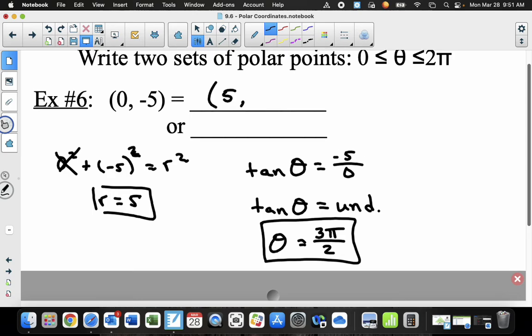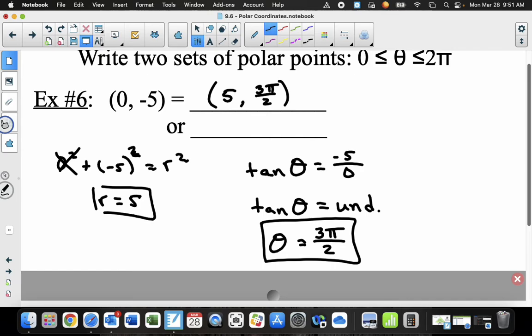So in this scenario, here's the corresponding polar coordinates right here. Radius of 5, 3 pi over 2 is the theta. And here's the other part then. Now if we try to find another point that has the same thing. And like I said, this is what I was going back to before.